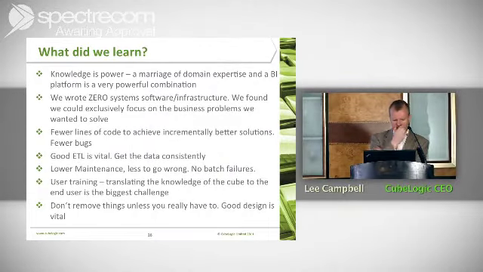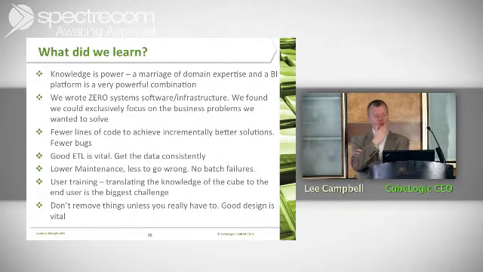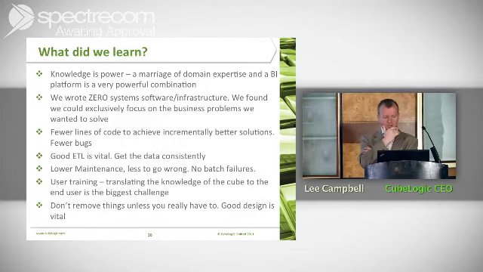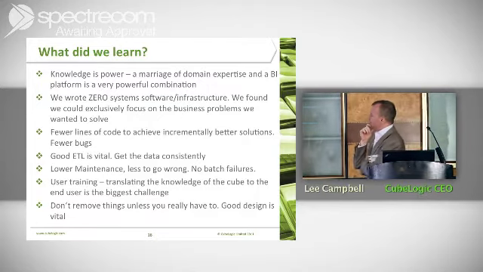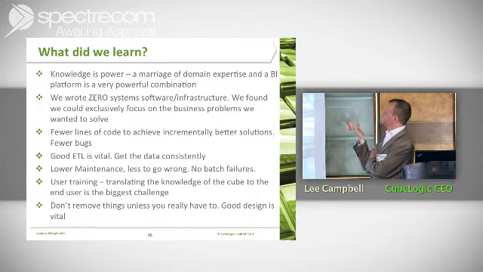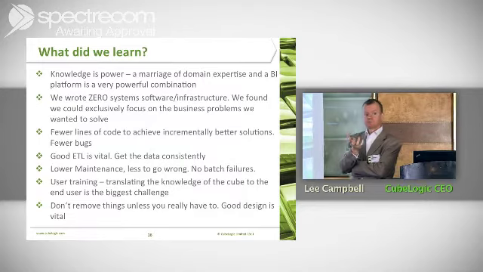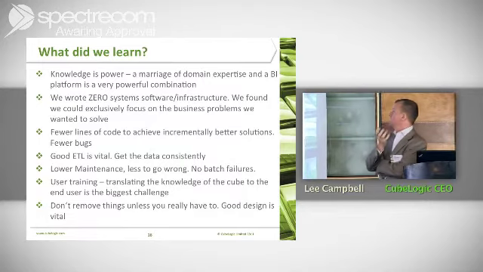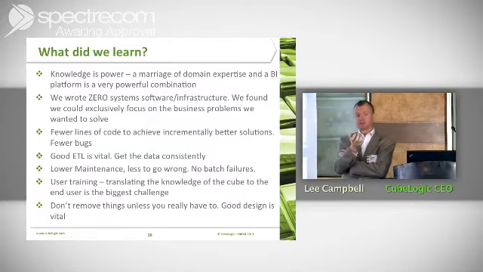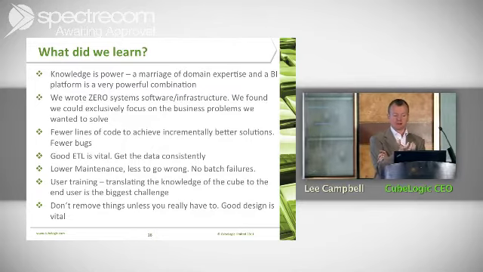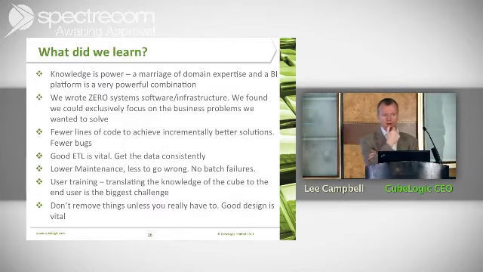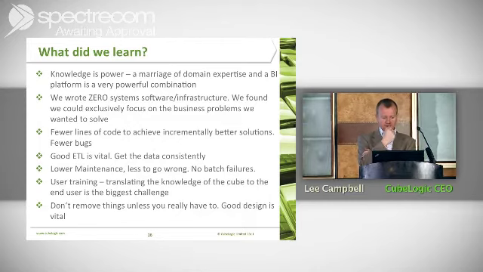So I guess this next slide is really kind of what we've learned over the last couple of years working with this technology and producing these kinds of applications. I think the key thing really is knowledge is power. You've got to know what you want to do. You've got to understand the domain, and you then marry that with an expertise in cube technology, and that's a very, very powerful combination. You can do a lot of good stuff.